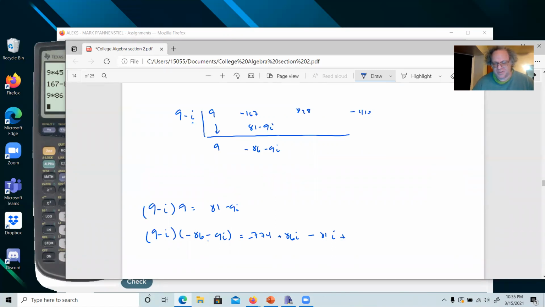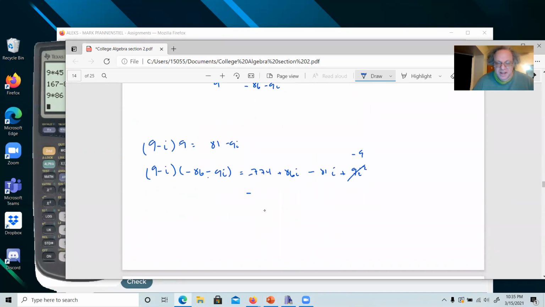Negative times negative is positive. And that's going to be a 9i squared. But it's really going to turn into a negative 9, isn't it? Because this is negative 1 times 9. So let's go ahead and group them. So we have negative 774 minus 9 plus 86i minus 81i.